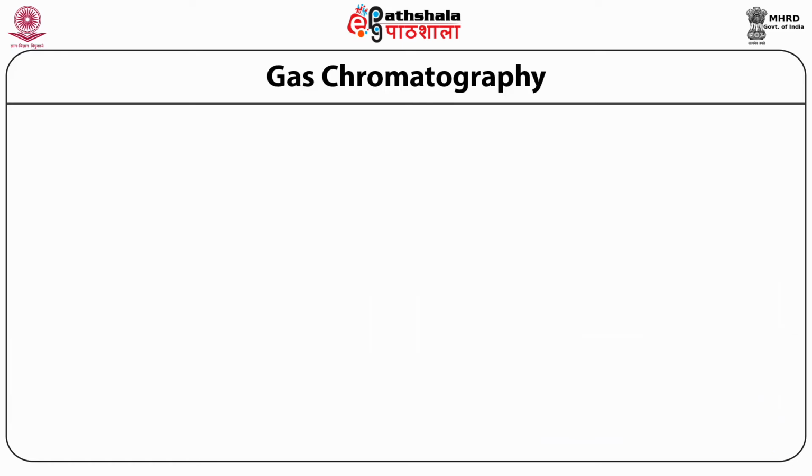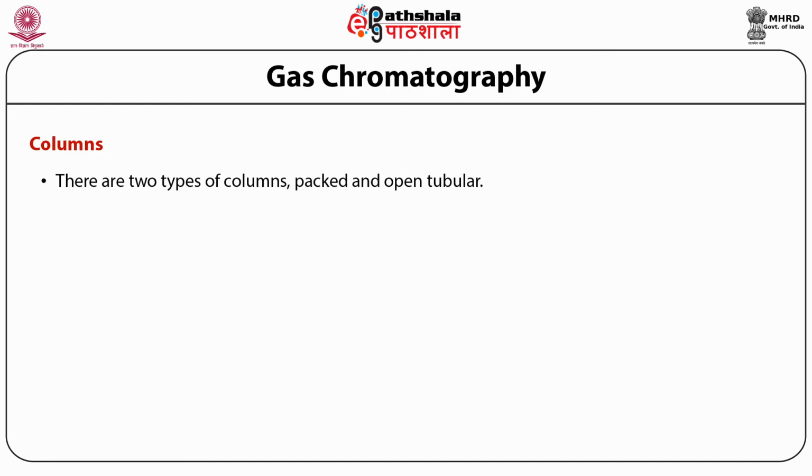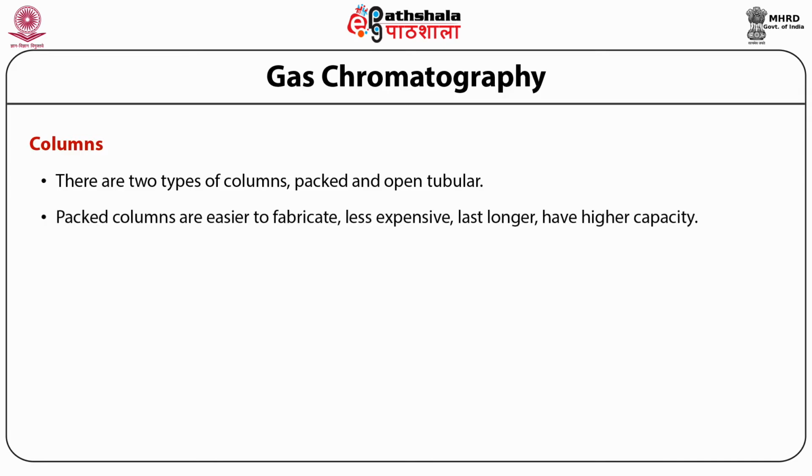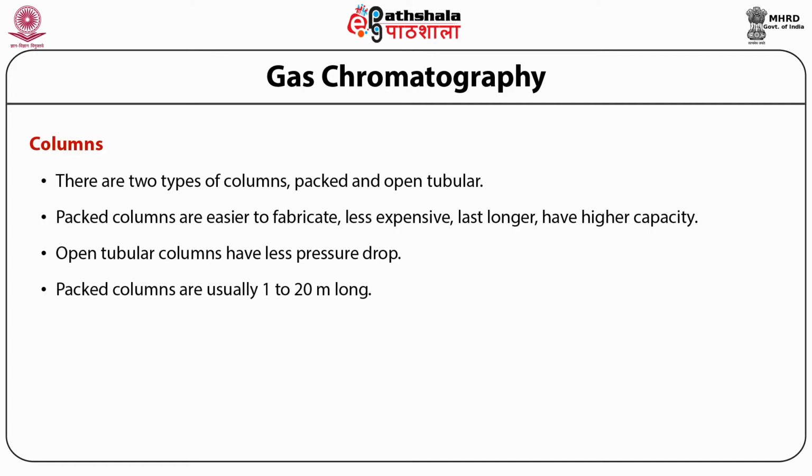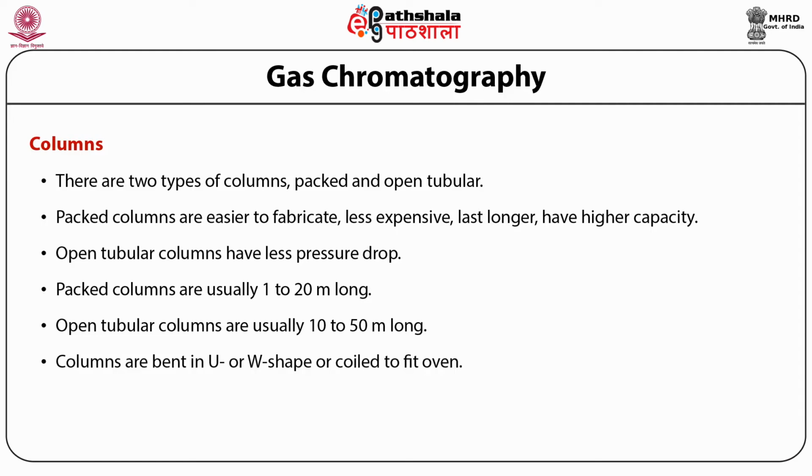The next very important part of the gas chromatograph, as in the other types of chromatography, is the columns. There are two distinct types of columns in common use: packed columns and open tubular, that is, capillary columns. The packed columns are easier to fabricate, less expensive, last longer, have a higher capacity, and suffice for all but the most difficult separations. The capillary columns have less pressure drop and therefore can be made much longer. Packed columns are usually 1 to 20 meters long and 3 to 10 millimeters in diameter, although columns up to 10 centimeters or more in diameter are used for preparative scale work, whereas capillary columns are usually 10 to 50 meters long and 0.2 to 1.2 millimeters in diameter.